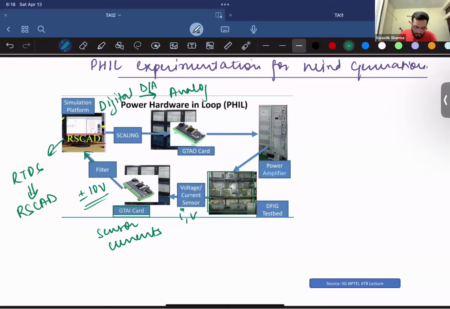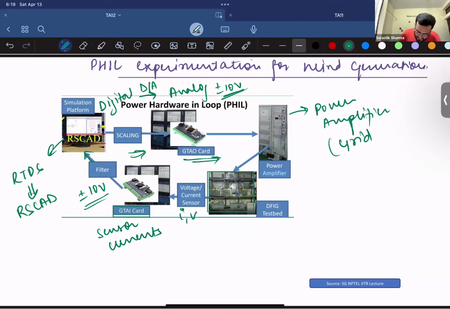After that, this digital to analog converter converts this digital signal, because since it's a computer, the output would always be digital, and this converter will convert it to analog. But then this analog is in plus minus 10-volt domain. You scale it and then feed this output back to your power amplifier. And this power amplifier is nothing but your main grid, right? The one that you're simulating on. And then this whole feedback happens between the rest of the equipment.